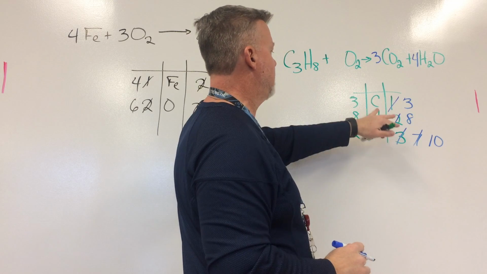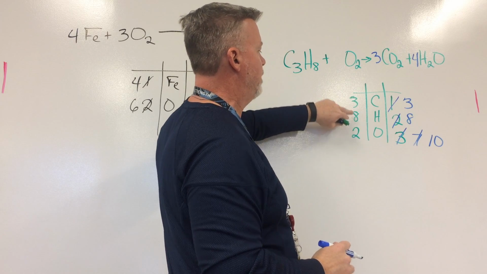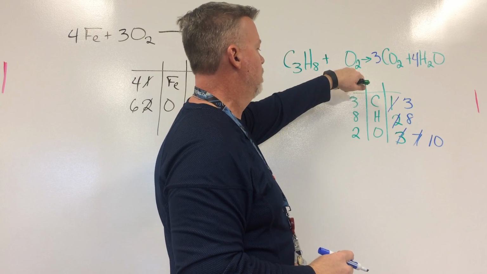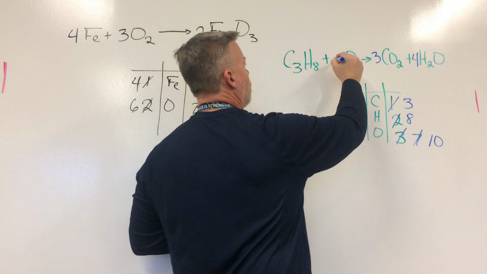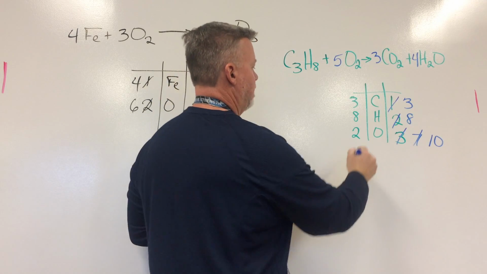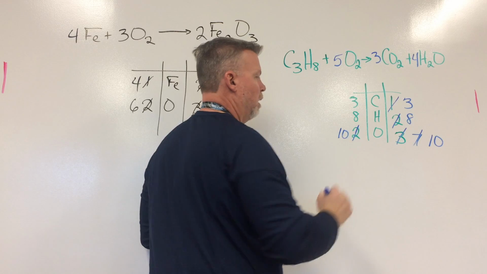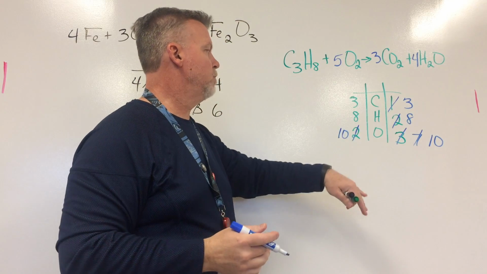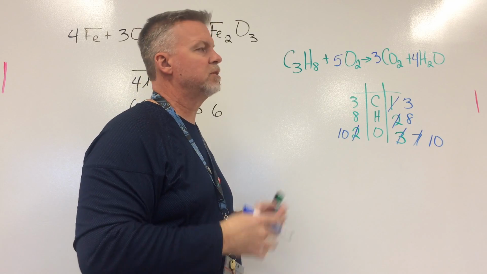So now I've got a total of 10 oxygens. Okay, so that's pretty stable on that side. And look, I've taken care of all my carbon and all my hydrogen. And all I need to do is change my oxygen. Well, O2, that's a pretty easy thing to do. We're going to put 5 O2s in. And so now that gives me my 10 oxygens. That's a balanced equation.